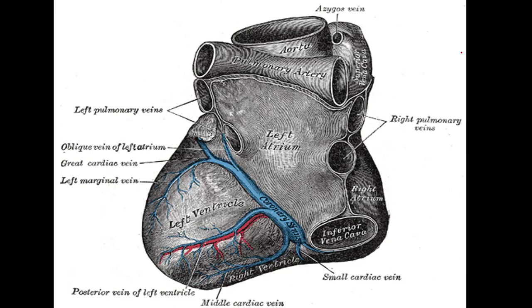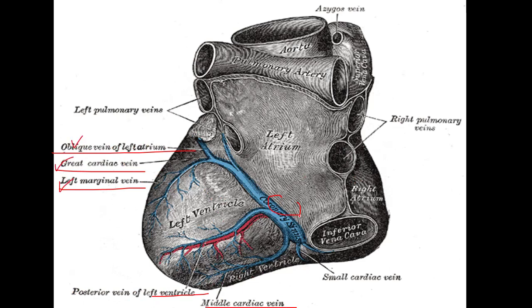Okay, so that is said. And then see, this is the base. You can see the left atrium. You can see how the coronary sinus, this is the coronary sinus. You can see some tributaries: the oblique vein of the left atrium, which is also known as the oblique vein of Marshall, then the posterior vein of the left ventricle, the left marginal vein, and also the middle cardiac vein. So those are the tributaries to the coronary sinus.